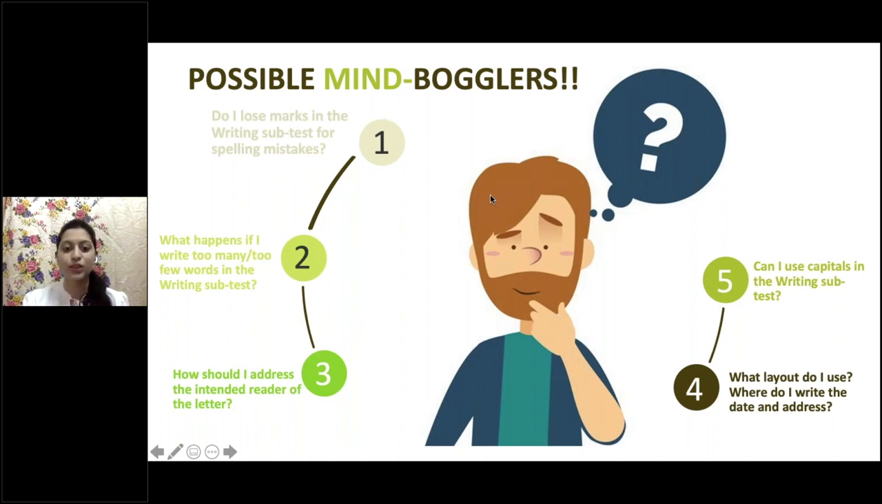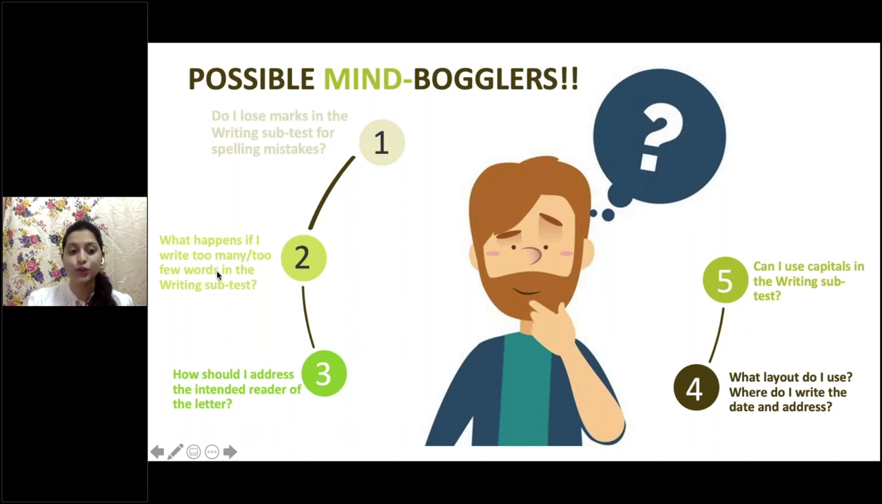All right. So, do I lose marks in the writing subtest for spelling mistakes? Well, when it comes to US or UK spellings, either is accepted, but try to be consistent. But otherwise, generally words that are spelled wrong, you will lose marks. Spelling, along with punctuation and grammar, is included under language skills. Language is one of the 6 assessment criteria for the writing subtest, and any spelling mistakes you make will be taken into account in your score for language.